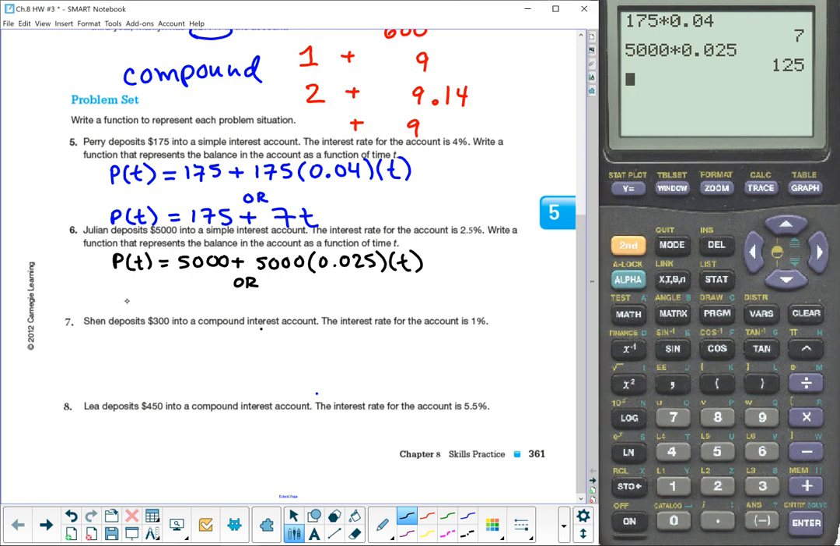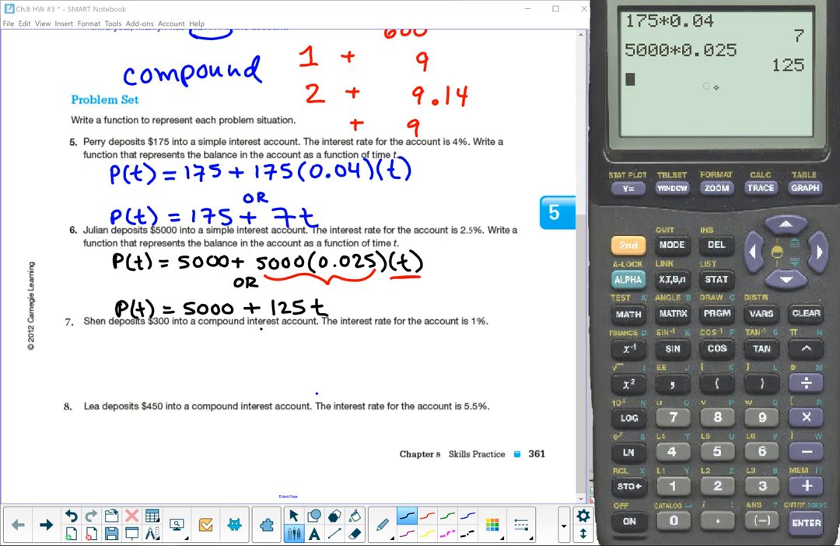So you can write it as P of T equals 5,000 plus 125. And again, all I have is the T. So I just have to write 125 T. Because remember, 5,000 times 0.025 is already on here on the calculator.